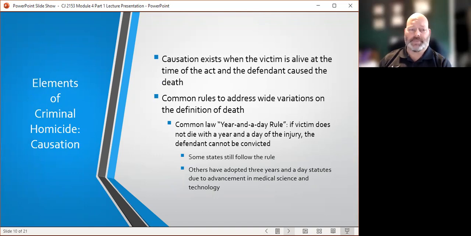Another element of criminal homicide is causation. Causation exists when the victim is alive at the time of the act and the defendant caused the death. There are common rules to address wide variations on the definition of death. We talked about some of those earlier, but under the common law, the year and a day rule existed. If a victim doesn't die within a year and a day of the injury, the defendant cannot be convicted. Some states still follow the year and a day rule. Others have adopted three years and a day statutes due to significant advancements in medical science and technology.